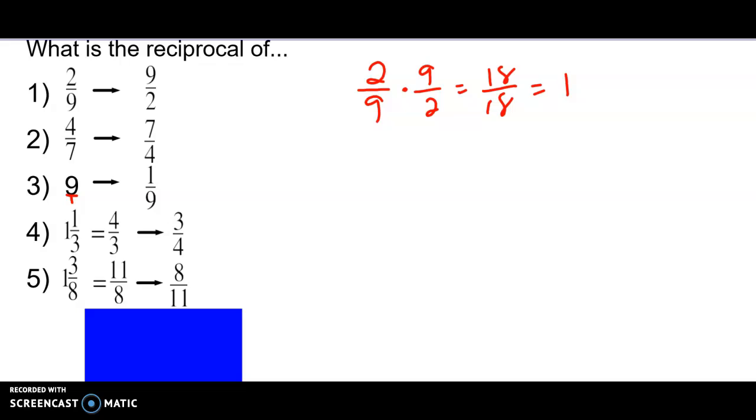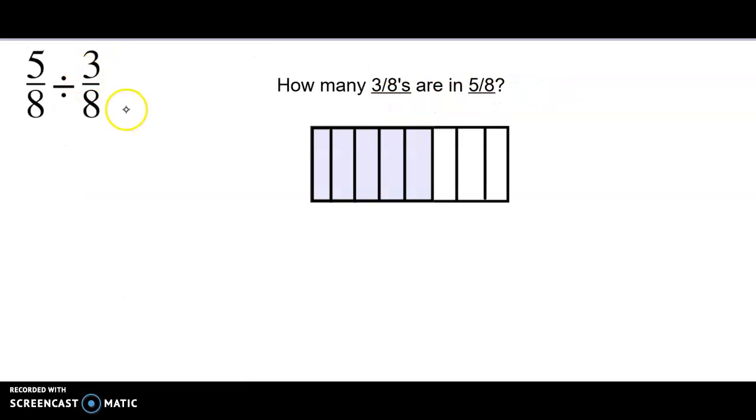Now let's do a couple problems. Do 5/8 divided by 3/8. 5/8 divided by 3/8 means how many 3/8 are in 5/8? Well, we drew it out, and notice I have 1, 2, 3, 4, 5, 6, 7, 8. I have 5 out of 8. Remember, these are not part of your problem. I'm going to put a little X up here in a different color. It has nothing to do with it. That's why it's not colored in.